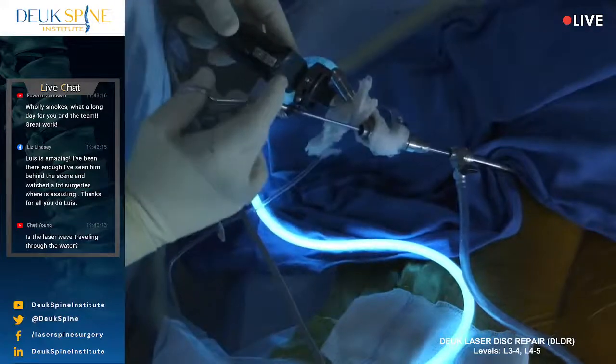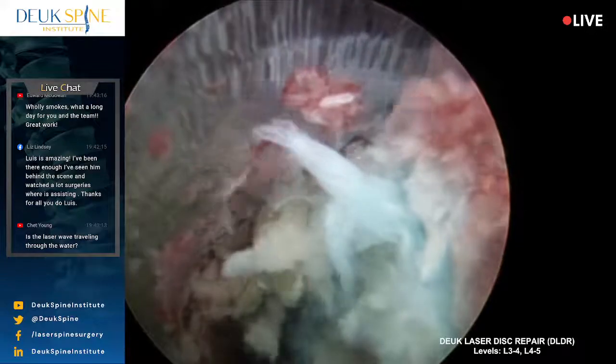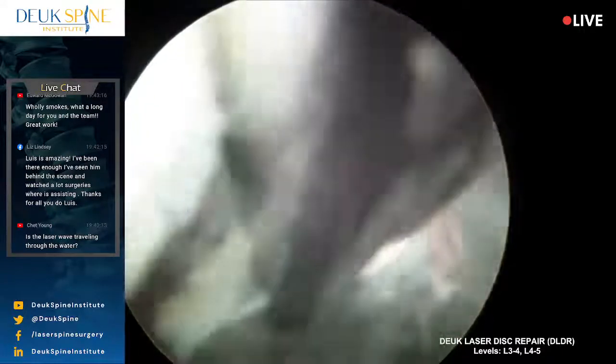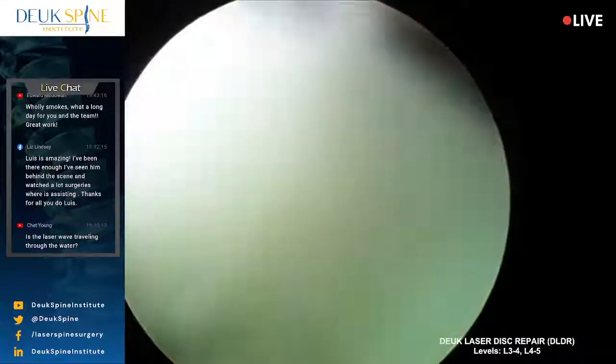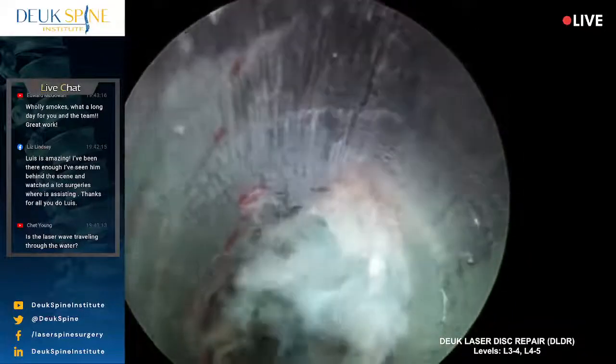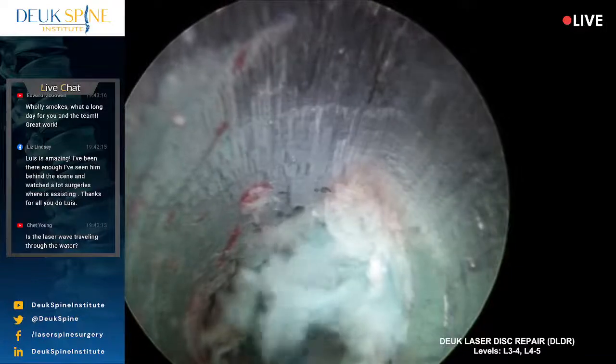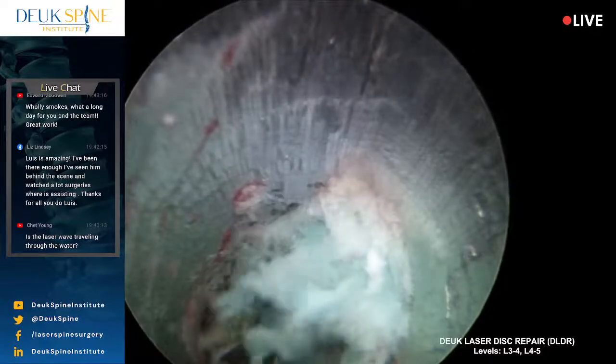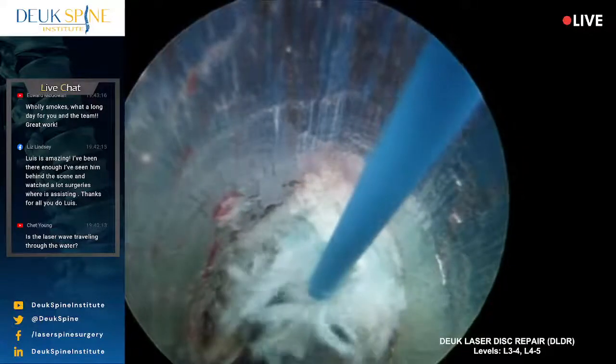You can see that. All right, so this level had a bigger herniation, and hopefully we'll get it out. If it's like the last level, it'll come out in lots of little pieces. That's what we're starting to see here. Let's have the laser. So we got this disc and we're going to be done. Probably another 15 minutes max.